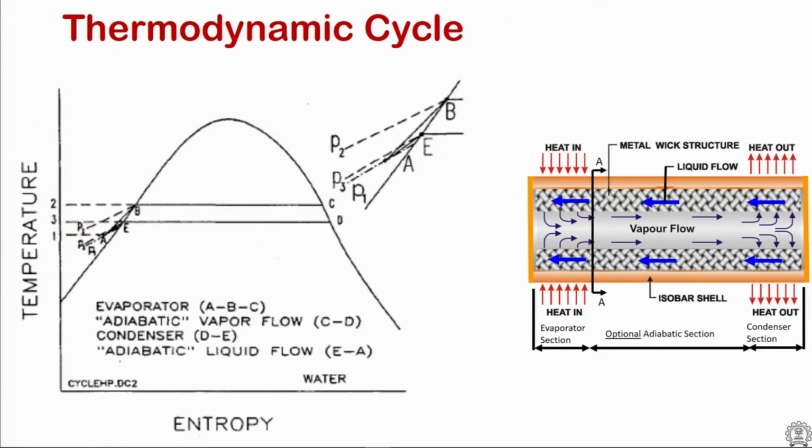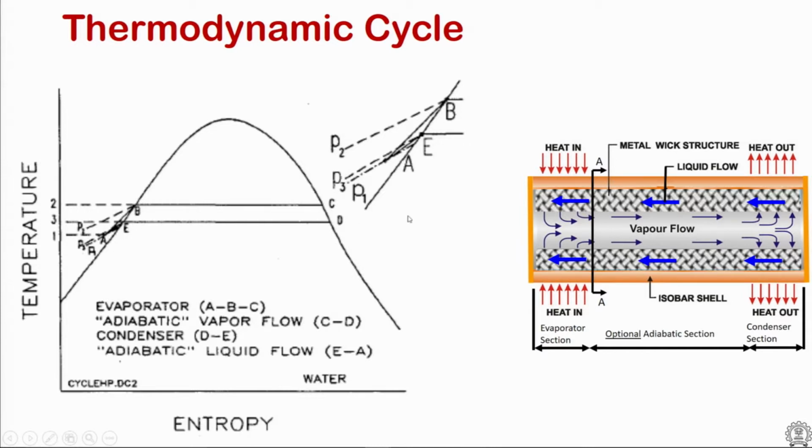So, if you look at it from a temperature entropy diagram, one can look at the evaporator as the line A to B to C, and there is an adiabatic vapor flow from location C to location D, drawn here as the adiabatic vapor flow region. From D to E is the condensing region, and the adiabatic liquid flow region is E to A.